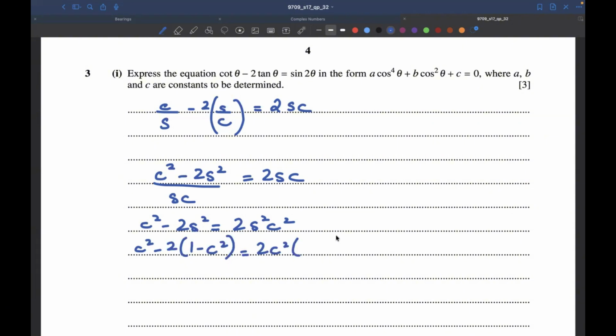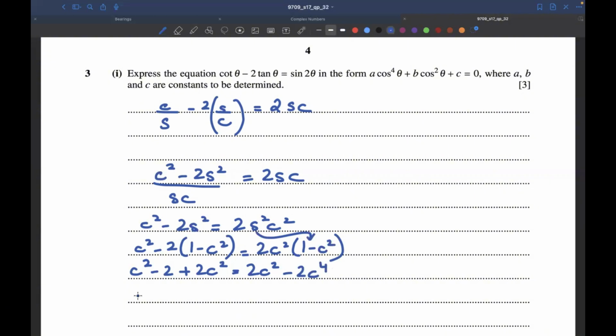So now simplifying this, we'll get cos square minus 2 plus 2 cos square is equal to 2 cos square. Okay, so this is not sine square. This should have been 1 minus cos square. In place of sine square, we are writing 1 minus cos square. So this will become 2 cos square minus 2 cos to the power of 4.